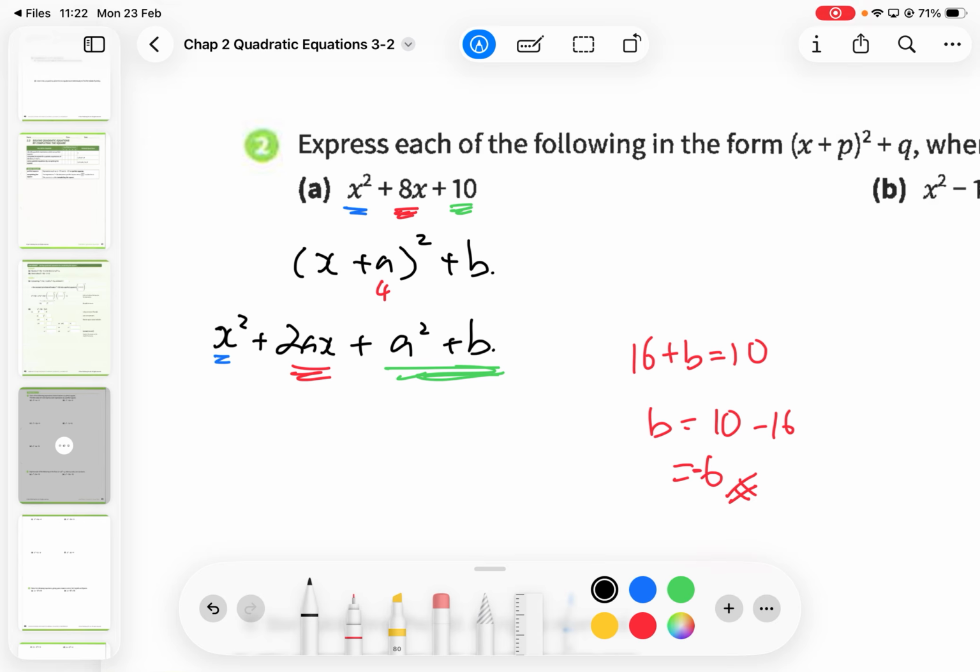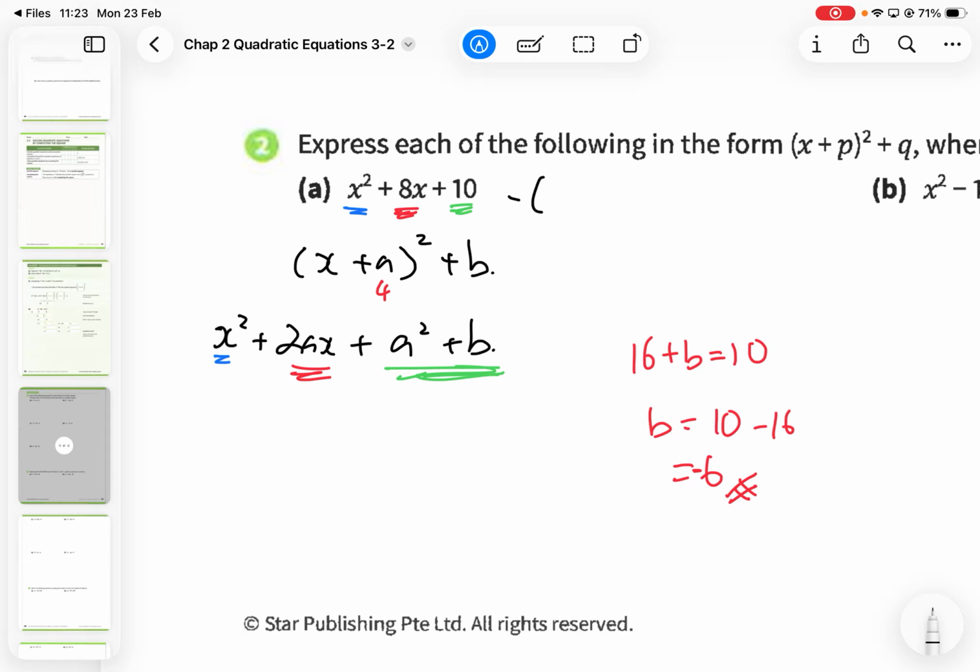Meaning, I can write this expression as (x plus 4) squared minus 6.